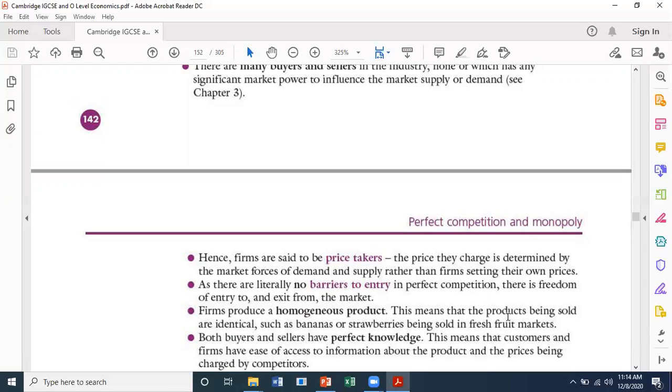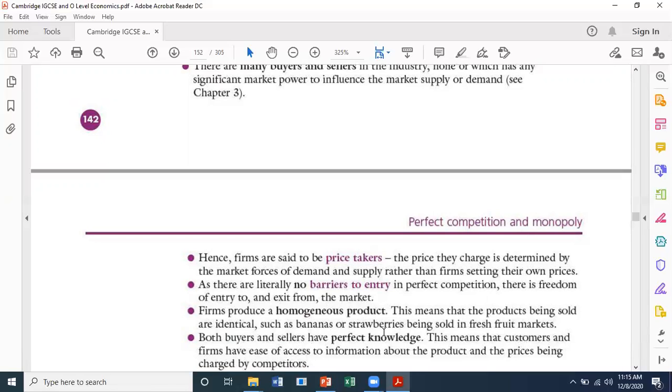This means that the products being sold are identical, such as bananas or strawberries being sold in fresh fruit markets. Whether we buy potatoes, bananas, anything, it is immaterial which seller we are buying from. It is going to be the same one. It's not going to have any difference whatsoever.